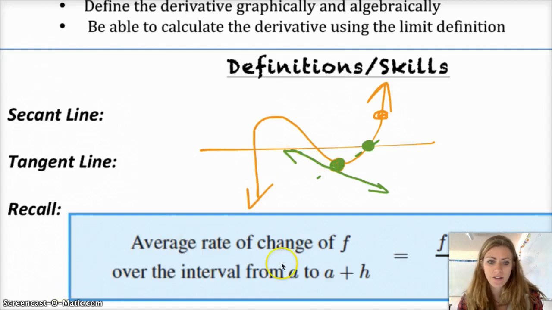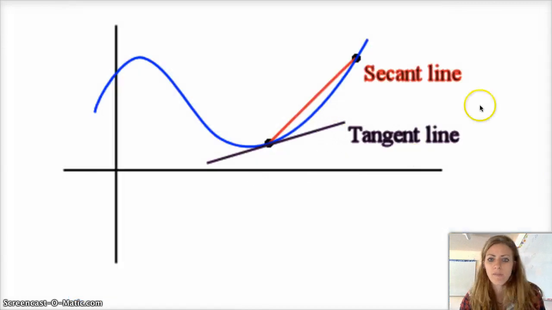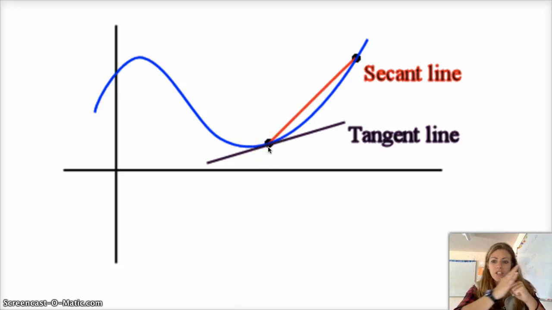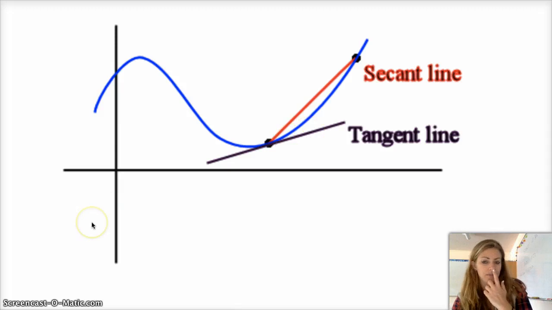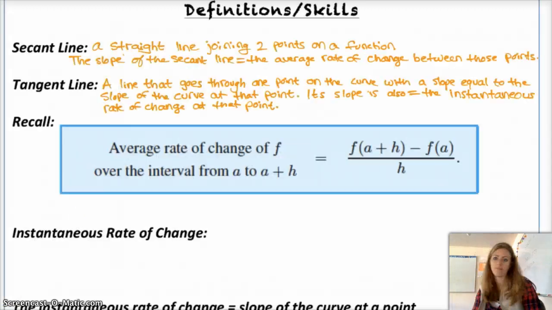So here's a nice little visual so you can see. The secant line is the line connecting 2 points on a curve, and the tangent line just touches the point on the curve, and the slope of the tangent line is equal to the slope of the curve at that point. So that's the difference between a secant line and a tangent line.